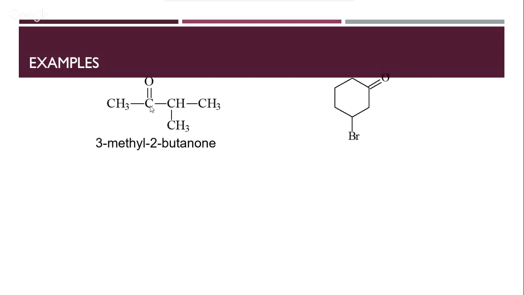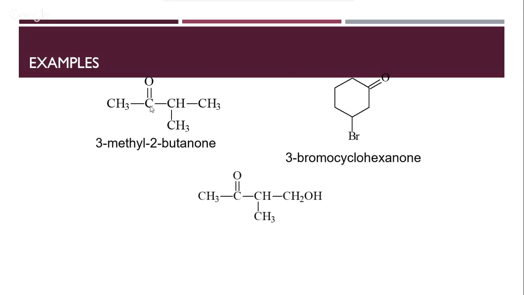The next one is a cyclic one, so 3 bromocyclohexane. But let's do the lower one. This is nothing but, you'll realize that now there is an alcohol. And yes, that's right, it's 3 methyl. You're right, Kirtana. That's correct, 3 methyl 2 butanone. Perfect.